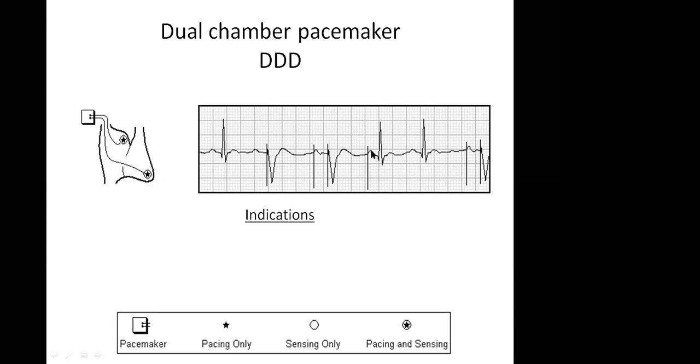Exactly, an interesting one. The time between atrial events did not elapse, so it sensed this and didn't bother pacing, and it also didn't bother pacing the ventricle because the ventricular beat came. But where the time between events elapsed, it would pace, and the time between ventricular events also elapsed, so it would pace. That's right. Thank you.